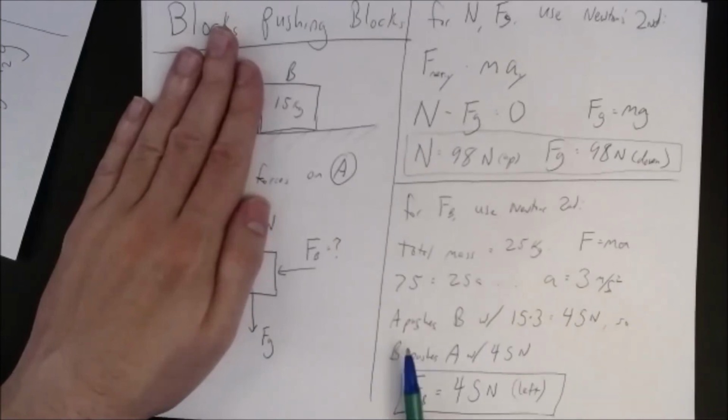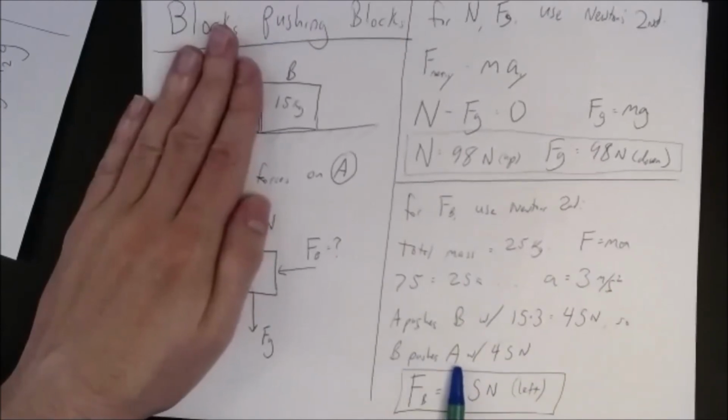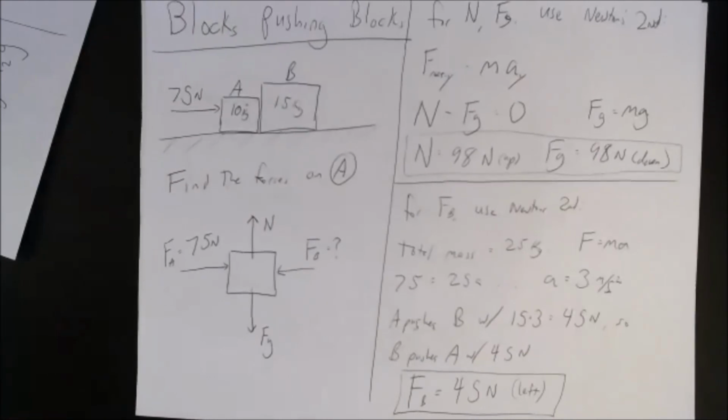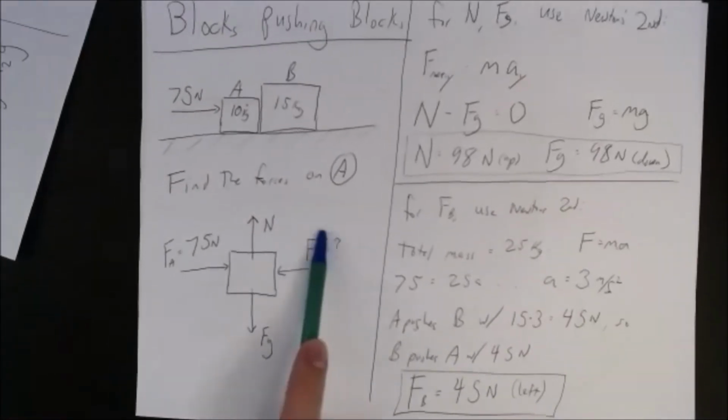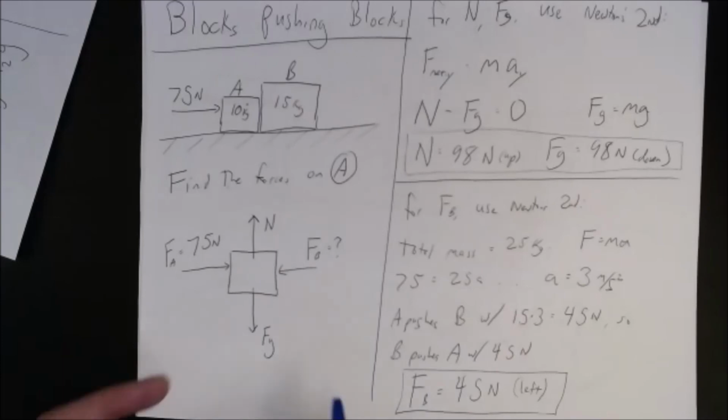Therefore, if A is pushing B with 45 newtons, then B must be pushing A with 45 newtons by Newton's third law. And if B is pushing A with 45 newtons, then that's that right there, 45 newtons to the left, like that. This is how we can find all the forces acting on an object in this kind of case.